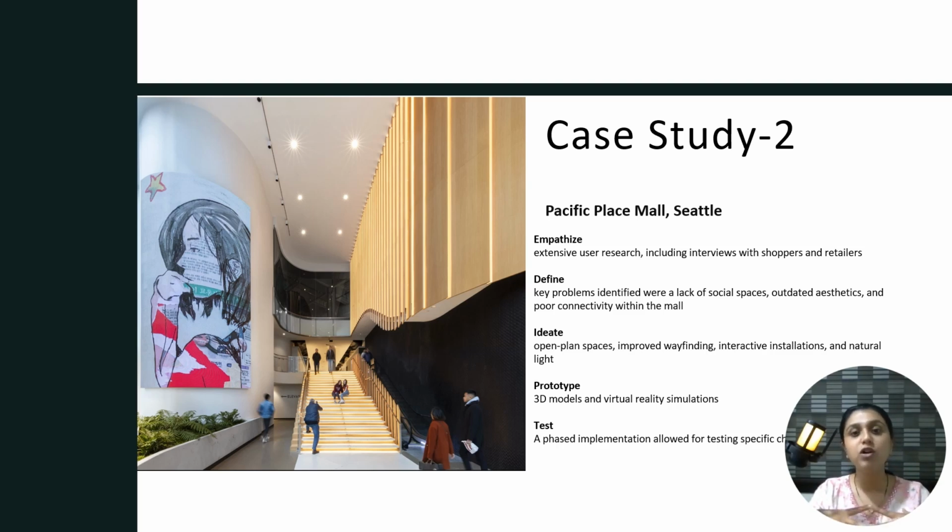And they also found a way to get more natural light in. It is important for any structure to have as much natural light as possible because that makes people comfortable. So, with all of this research and all of these ideas, they then created a prototype with 3D models and they created some VR simulations to understand if this is working or not. And finally, they implemented some of their ideas in the mall just to figure out if these are working or not. And the final stage was when they implemented everything.